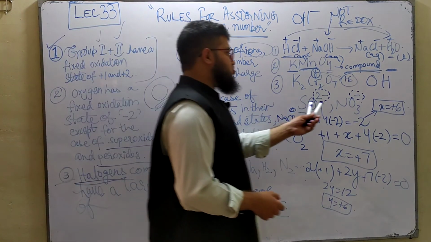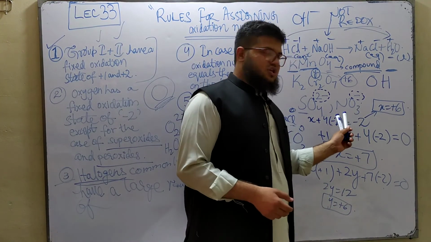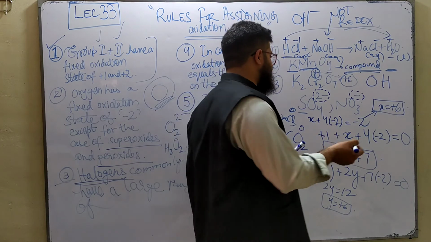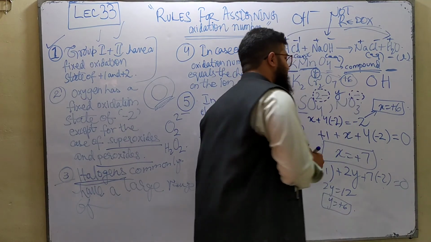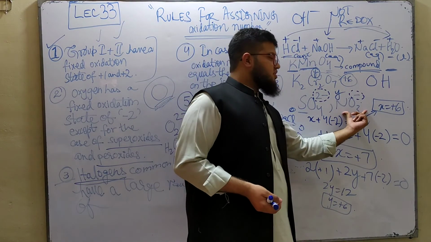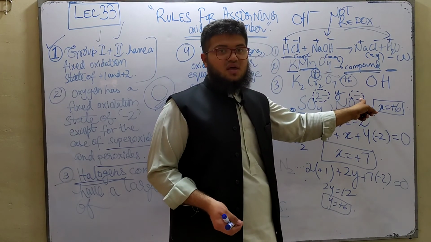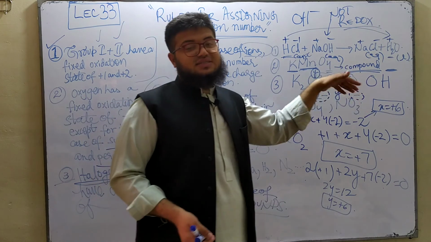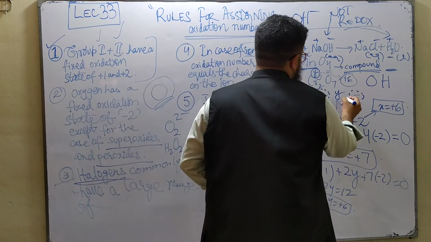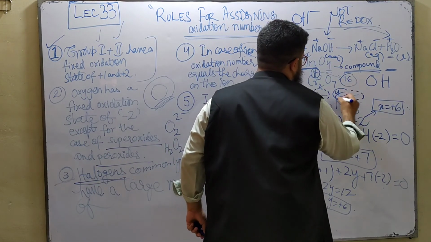Now coming to nitrogen, do it yourself. I'll just do it verbally with you guys. Let's assume it to be y. So y plus 3 times -2 is -6. So y plus -6 equals -1. -6 will go there, become +6. 6 minus 1 is +5. So y has a charge of +5 in this case.